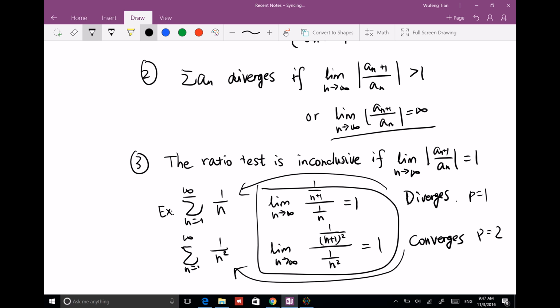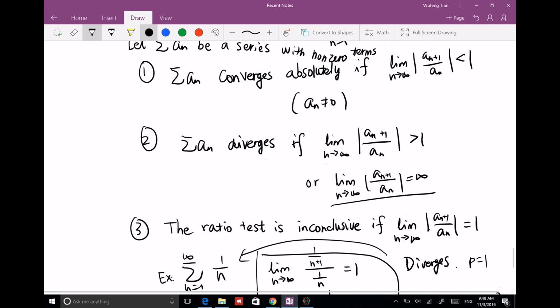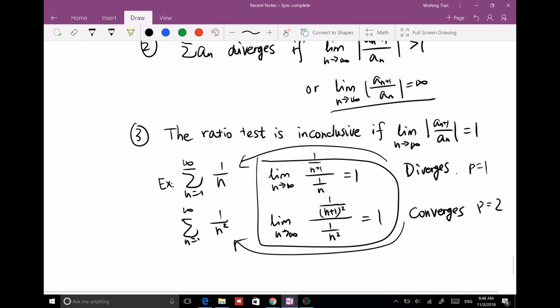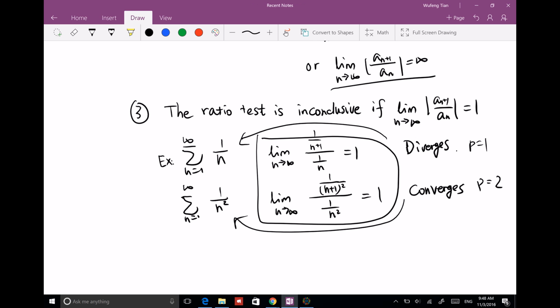So the ratio test will fail if the ratio equals 1, and we have to use another test. If the ratio of the next term to the previous term equals 1, then we cannot make a conclusion. If it's less than 1, it converges absolutely. If it's bigger than 1, it diverges. So that's the ratio test.